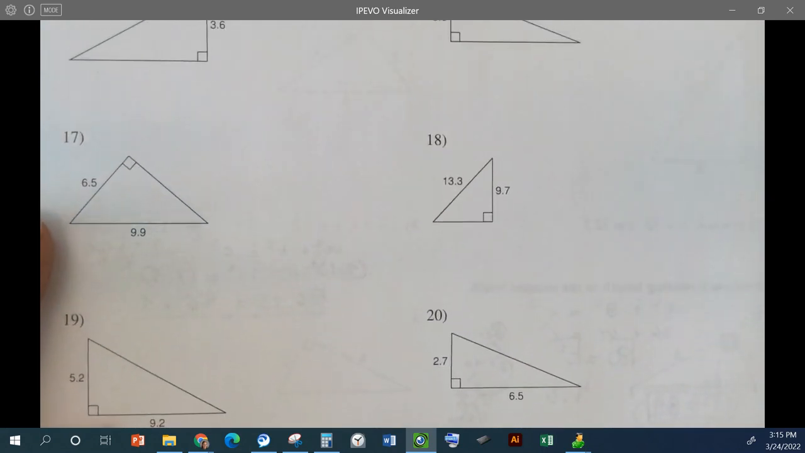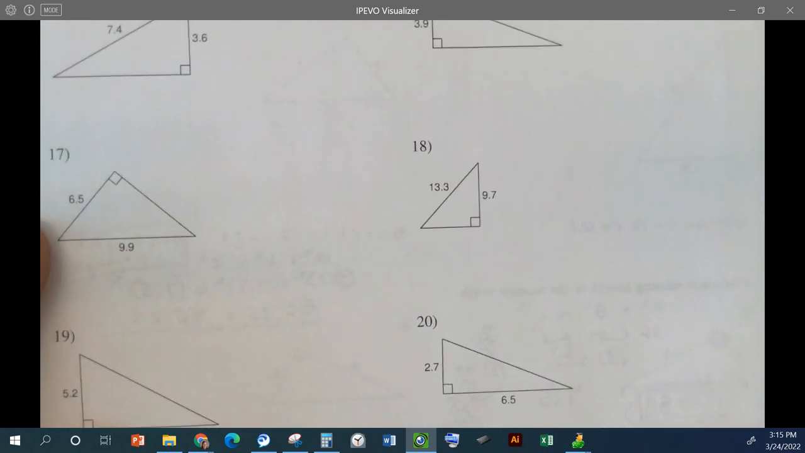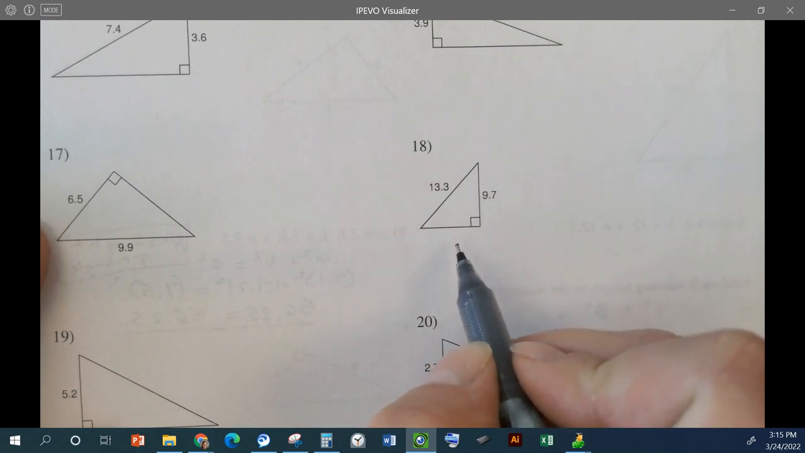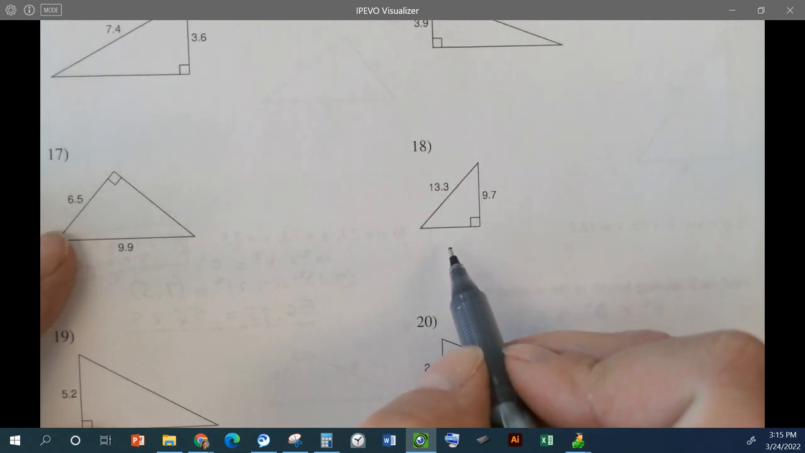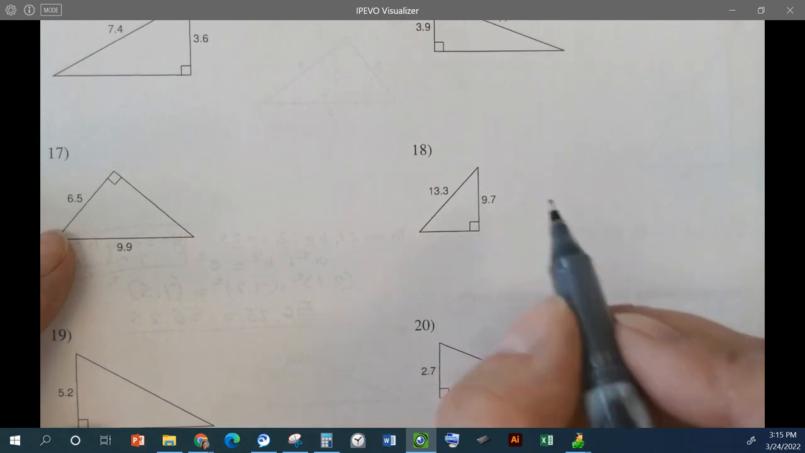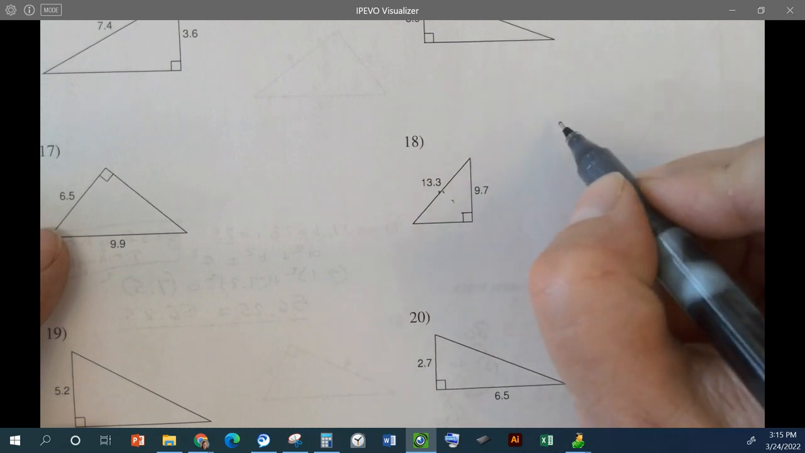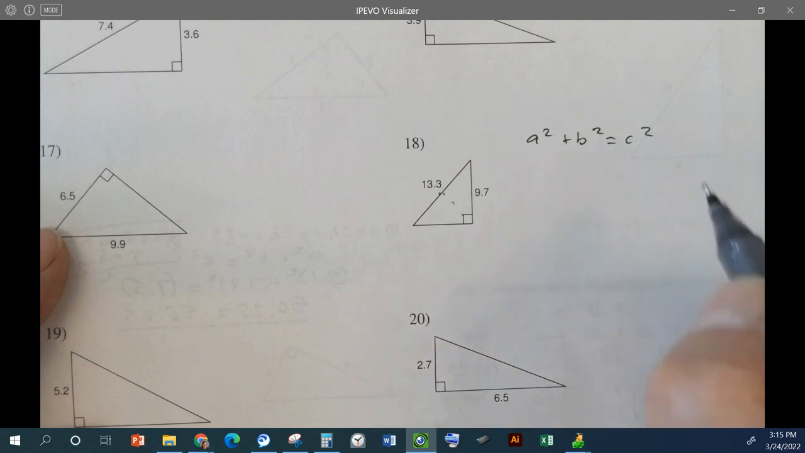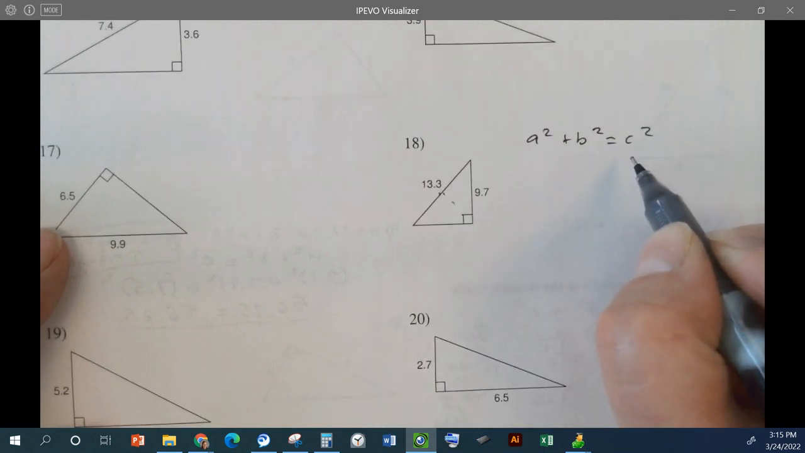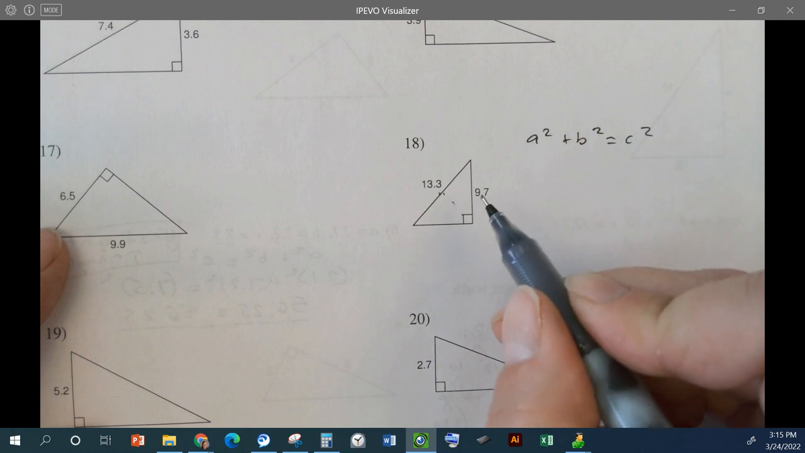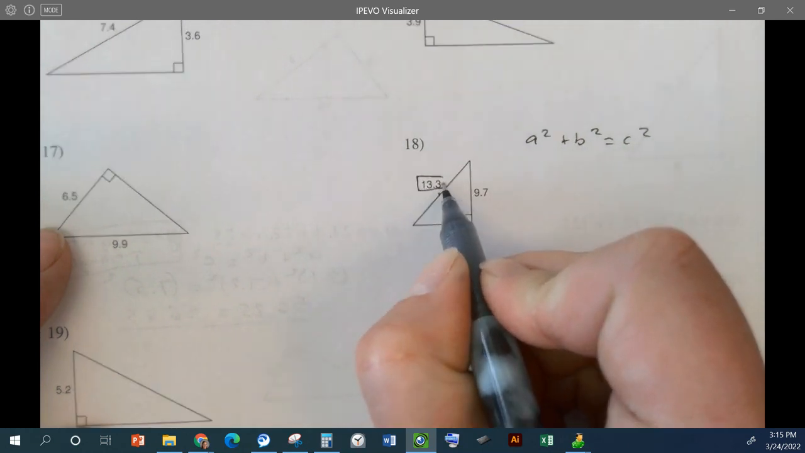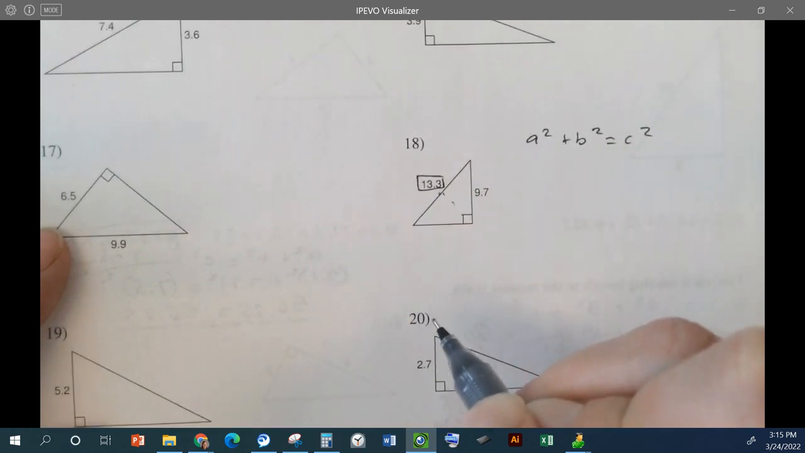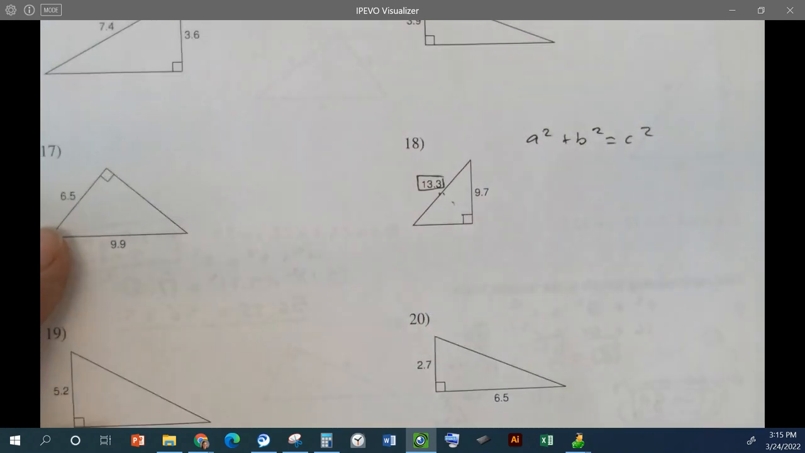So this one, let's see. Scoot to number 18. 18 is a little bit different. So where is our long side on 18? 13.3. Good, 13.3. So we have a squared plus b squared equals c squared. Which one is c squared? Usually we've been solving for c, but now we have c. So we have to go backwards.